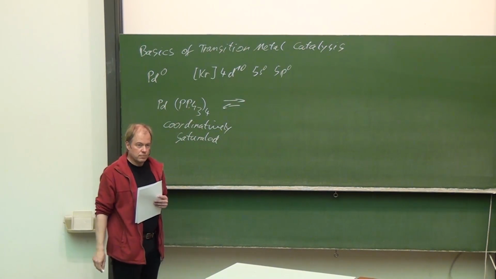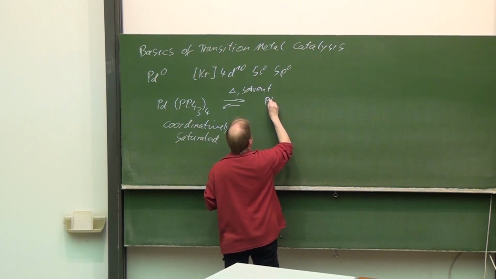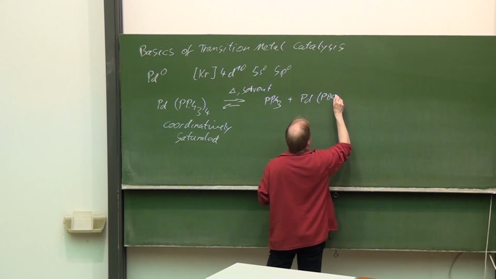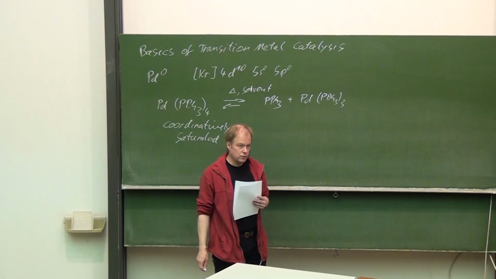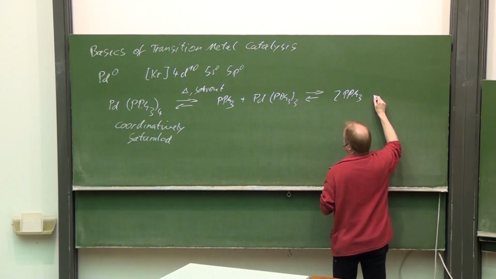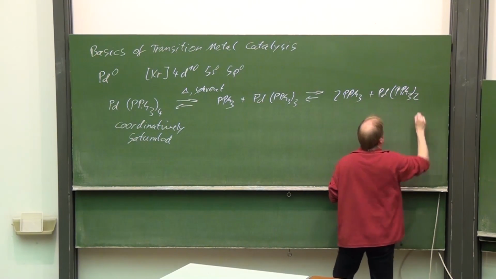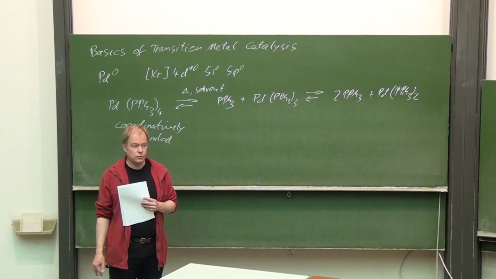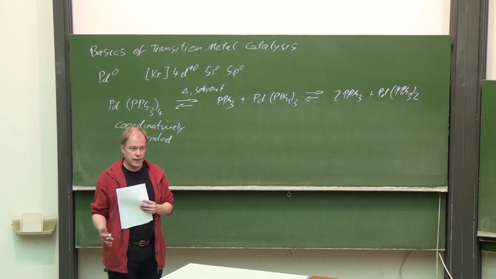There are, of course, equilibriums in solution with the palladium with only 3 phosphine ligands, a 16 electron complex, and the one with just 2 phosphine ligands, a 14 electron complex, which is indeed regarded as the active catalytic species, for instance, in the famous Heck reaction.